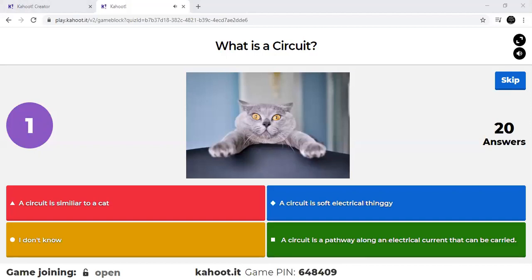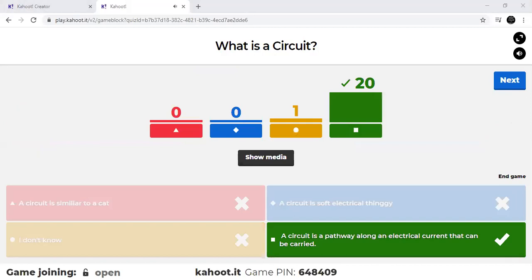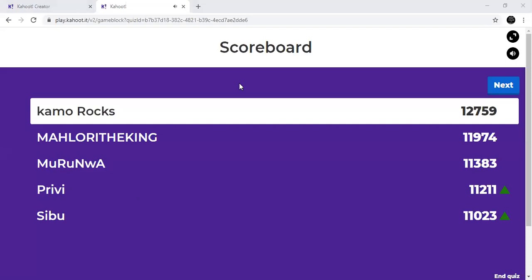So it left some of us behind. I'm glad no one said a circuit is similar to a cat. Okay, 20 of us got it correct. All right, beautiful. And you don't know, okay, but now you know. A circuit is a pathway along which an electrical current can be carried. Then scoreboard. We have Kamo, Mashori, Morongwa, Privi, and Sibu. Okay. All right. Patience is key.